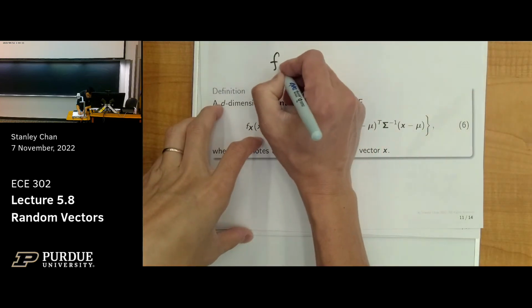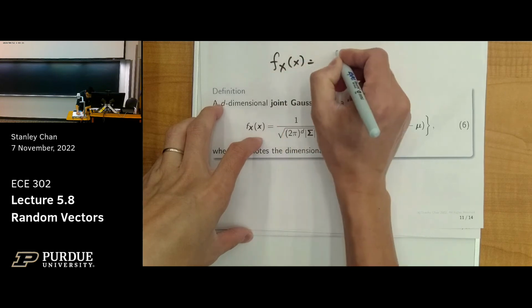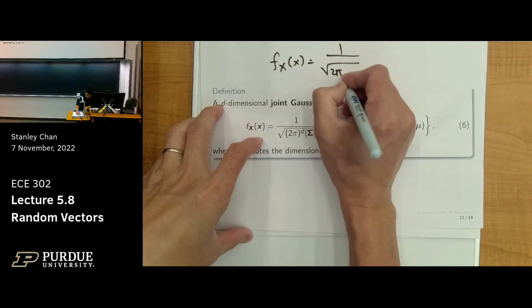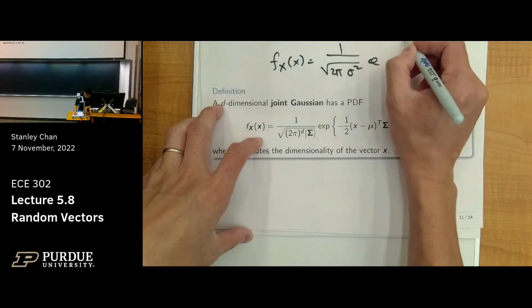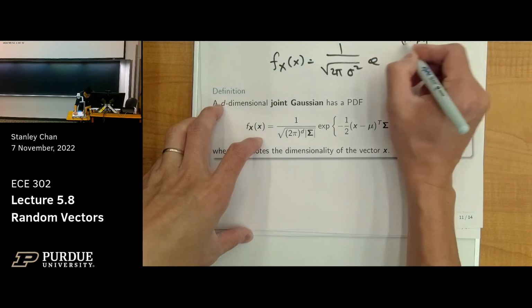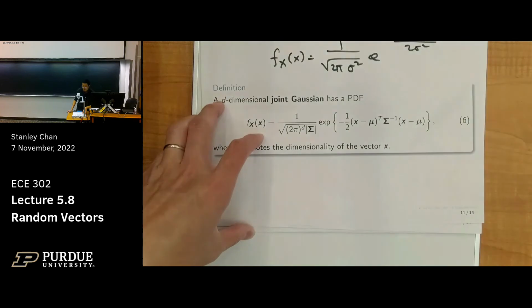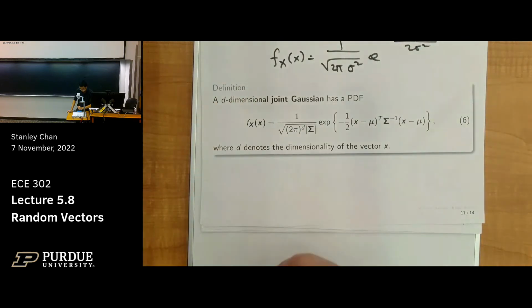In a single variable Gaussian, you have 1 over root 2 pi sigma square e to the power minus x minus mu squared divided by 2 sigma square. So this is a single variable Gaussian.